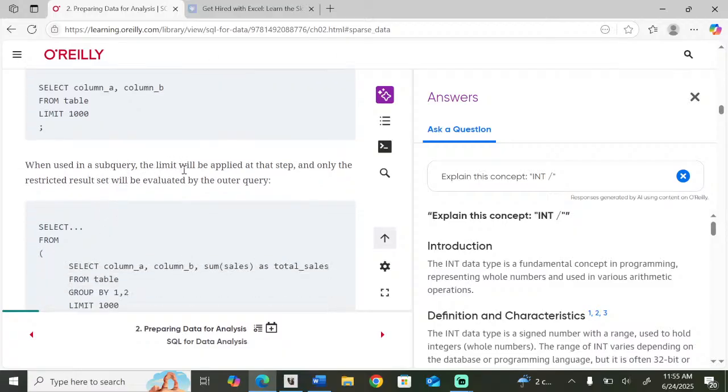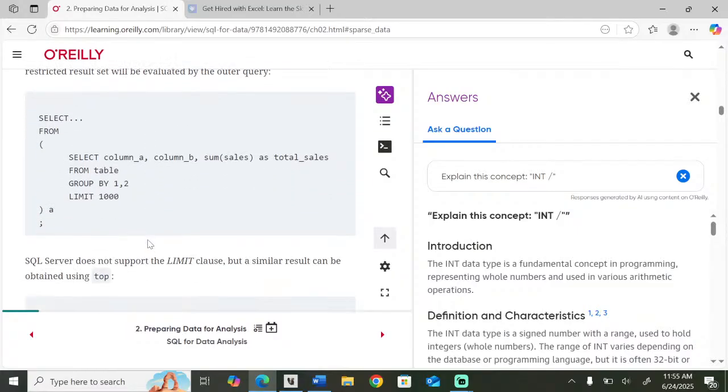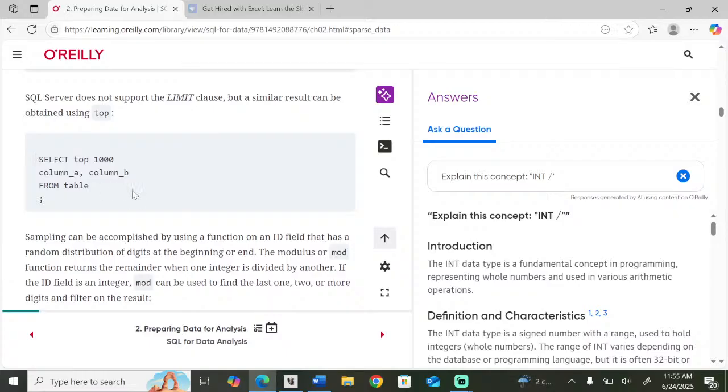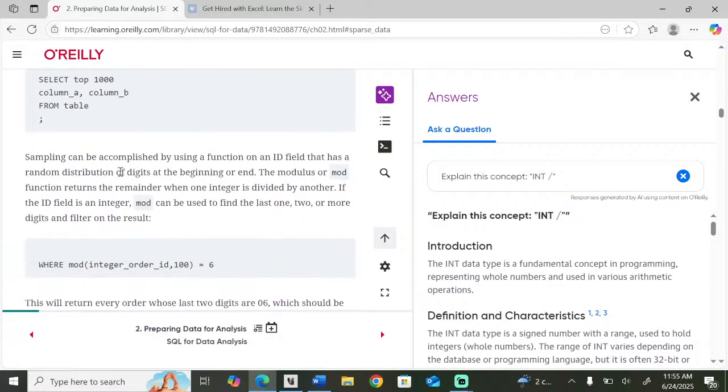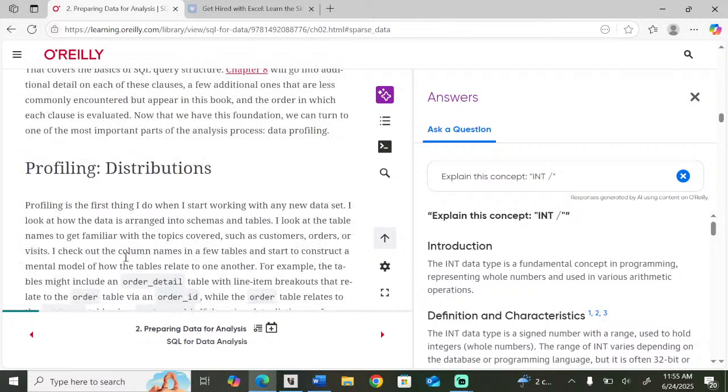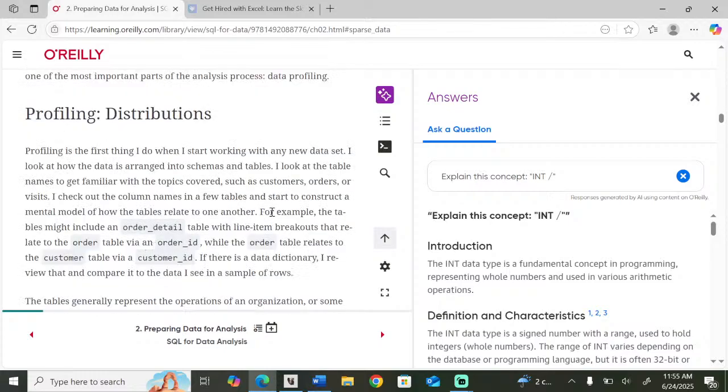When you use the save query, the limit is applied at that step and only the limited result will be evaluated. Now, those are the information we have, right? We did the where, profiling, distribution. And we can continue from there tomorrow.